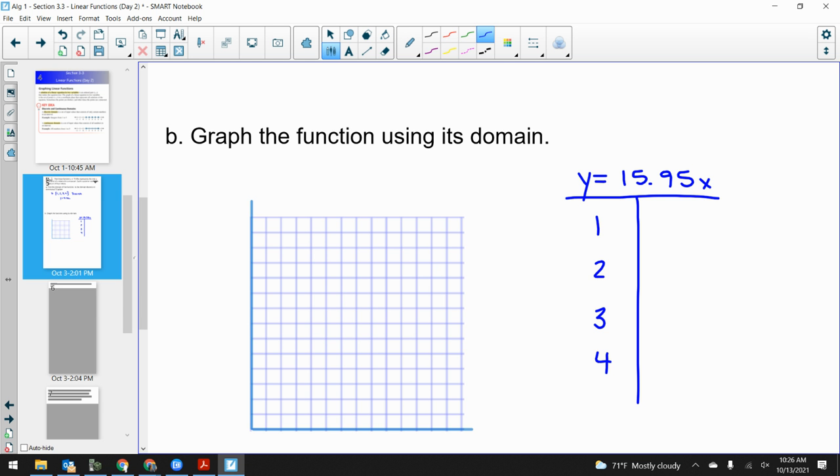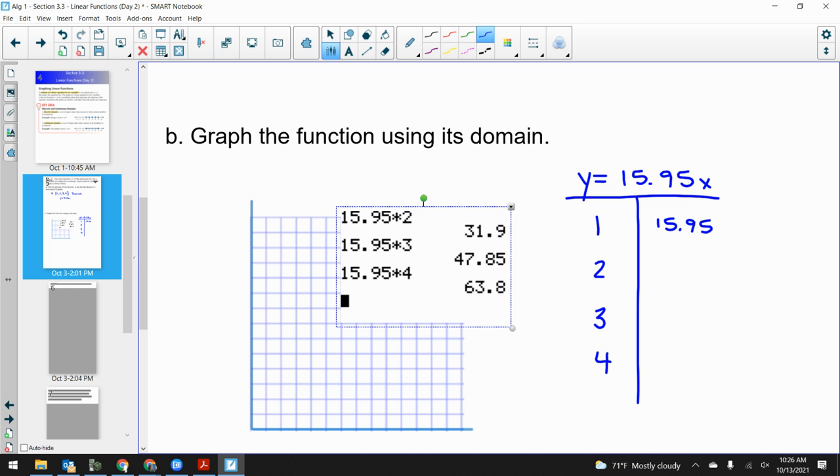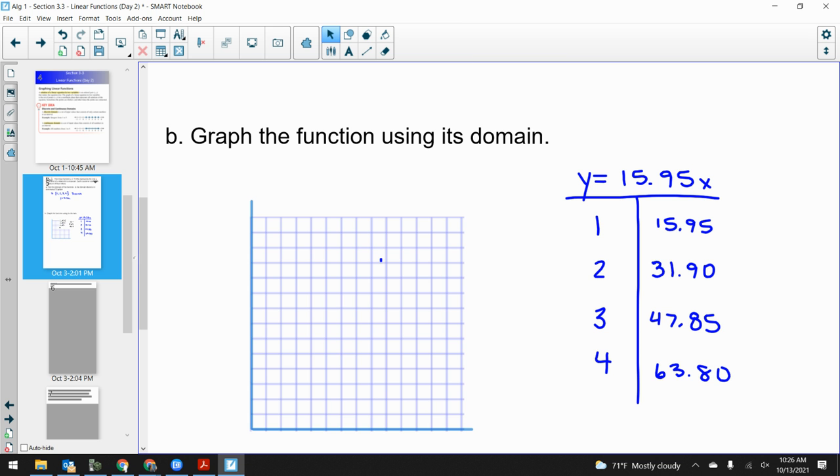Well, just plug in. 1 times 1595 is 1595, and I've got 2, 3, 4 here. 2 is 3190. 3 is 4785. And 4 is 6380. All right, so those are my coordinate pairs.